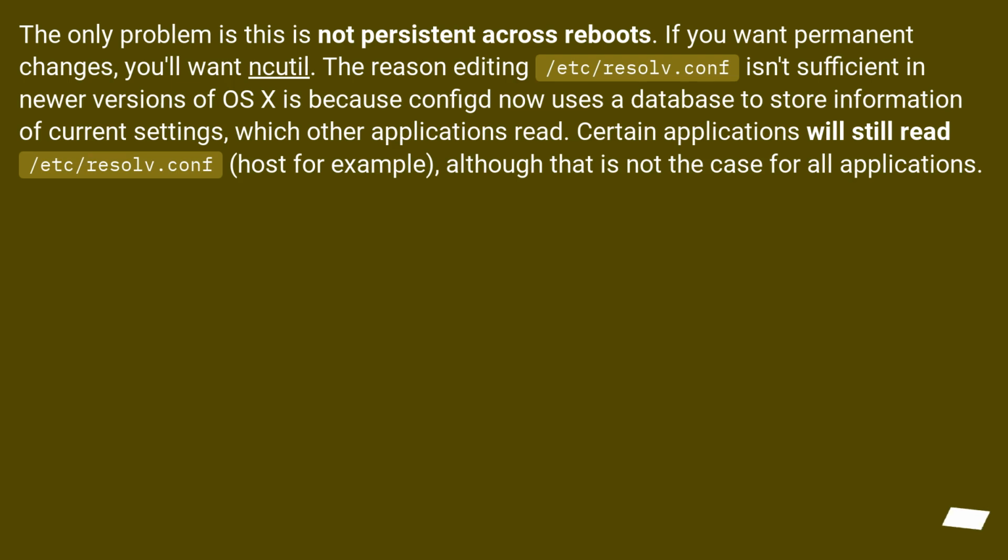The only problem is this is not persistent across reboots. If you want permanent changes, you'll want networksetup. The reason editing /etc/resolv.conf isn't sufficient in newer versions of OS X is because configd now uses a database to store information of current settings, which other applications read. Certain applications will still read /etc/resolv.conf, host for example, although that is not the case for all applications.